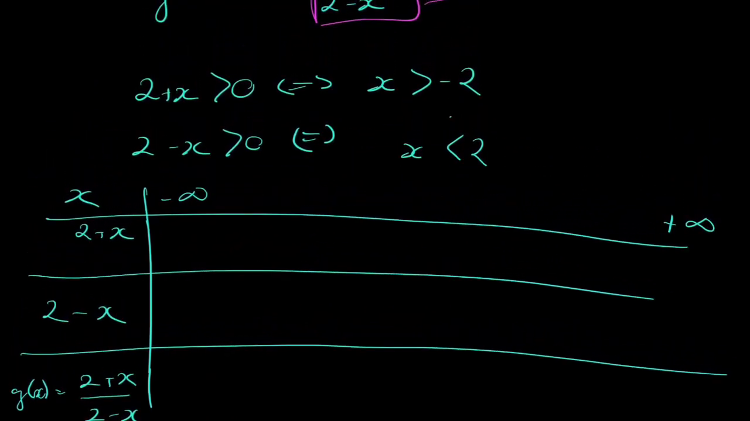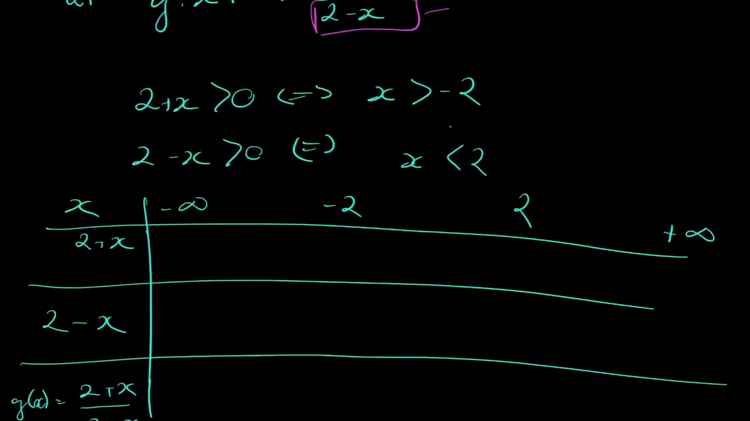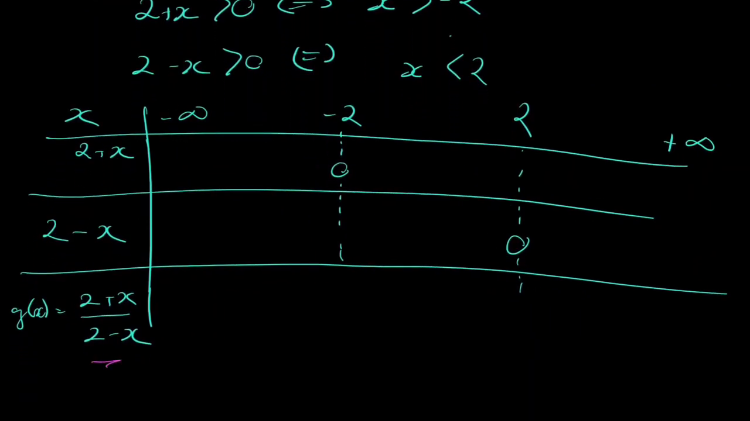The important values will be minus 2 and 2. In minus 2, we will have 2 plus x that is equal to 0. And in 2, we will have 2 minus x equal to 0. Because 2 minus x is a denominator, when we divide by 0, this is a forbidden value. And so the function g of x is not defined. When 2 plus x is equal to 0, we've got our function g of x equal to 0.